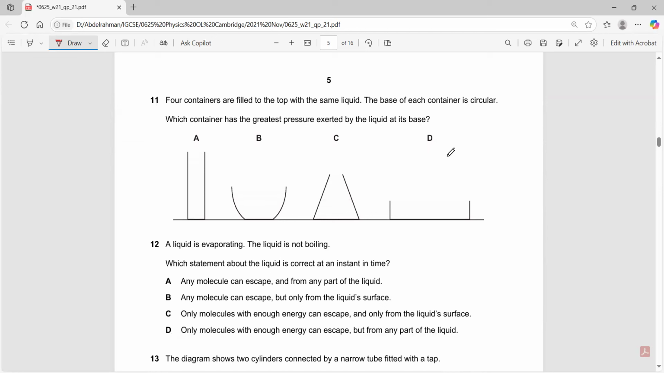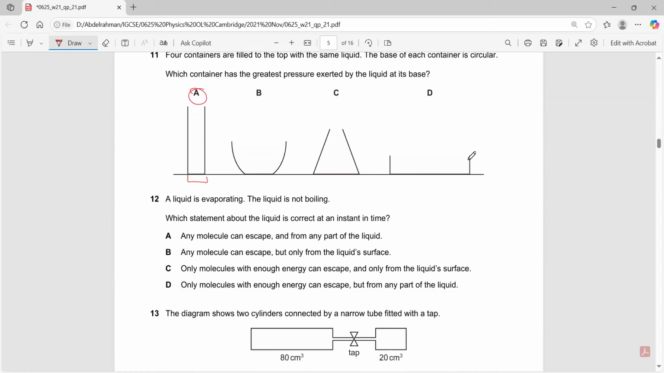4 containers are filled to the top with the same liquid. The base of each container is circular. Which container has the greatest pressure exerted? The greatest pressure would be due to container A. Why? Because it has the least area.